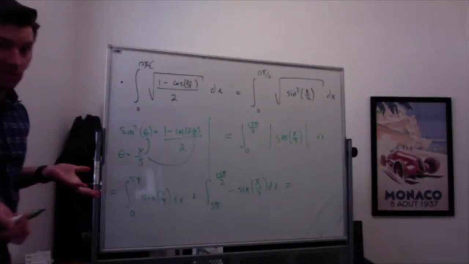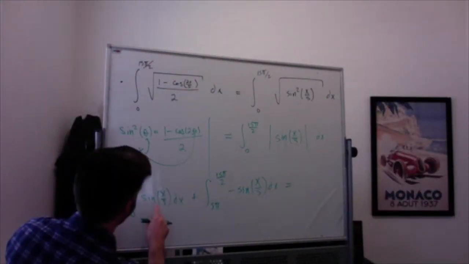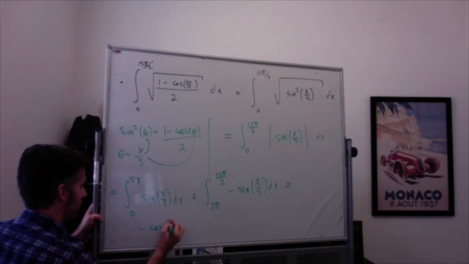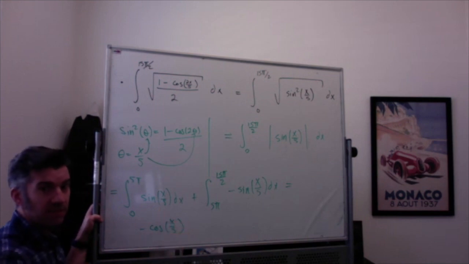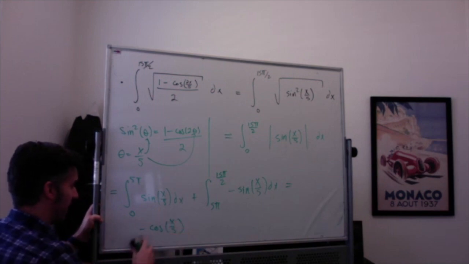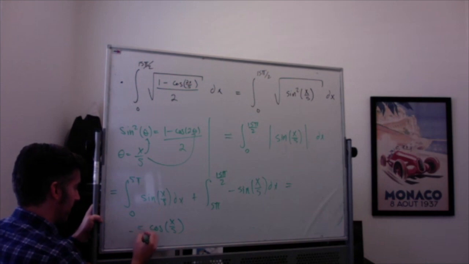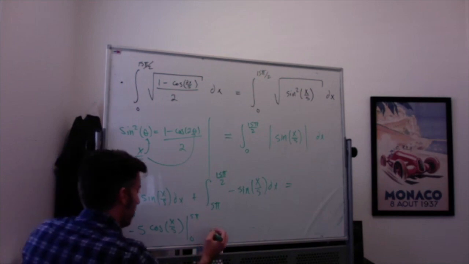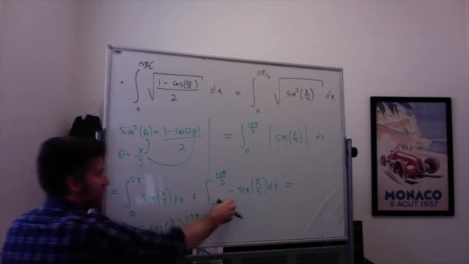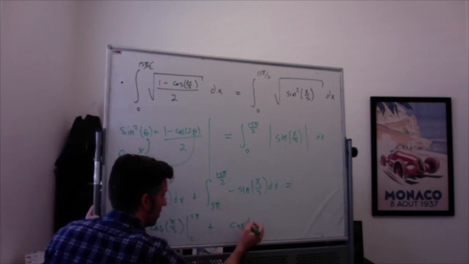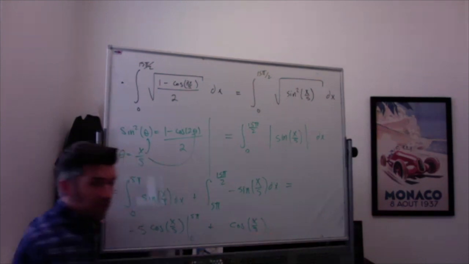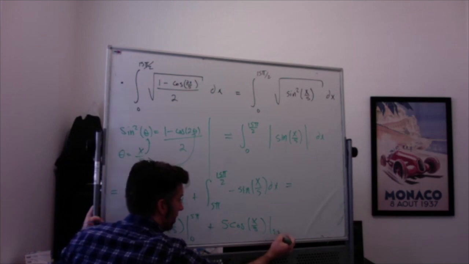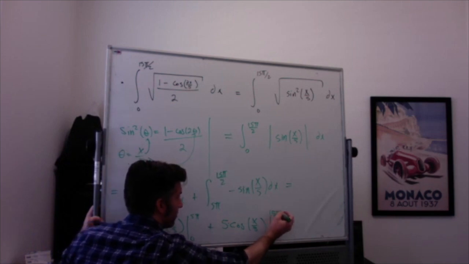Okay, the rest is not too terrible. I mean, it's still kind of terrible. So we integrate sine, we get negative cosine, so I'm going to get negative cosine of x over 5 divided by 1/5, which means I'm multiplying by 5. It's really negative 5 cosine of x over 5 from 0 to 5 pi. Plus, the integral of negative sine is positive cosine of x over 5. Again, dividing by 1/5, so multiplying by 5, from 5 pi to 15 pi over 2.